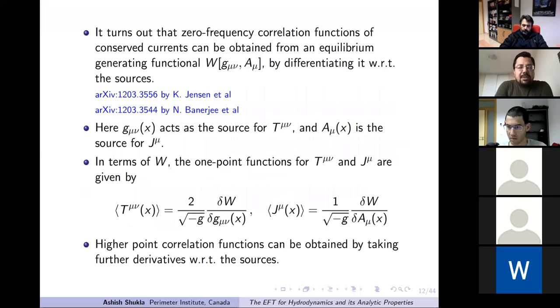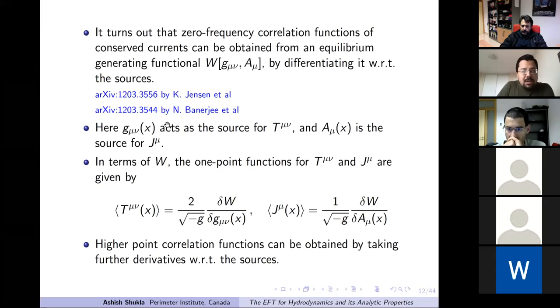Now, it turns out that the zero frequency correlation functions, which are the static or equilibrium correlation functions of conserved currents, can be obtained from an equilibrium generating functional W, which is a functional of the sources G_μν and A_μ. By differentiating it with respect to these sources, I can compute my correlation functions. This was shown in these two classic papers. Here the metric acts as the source for the stress energy tensor T^μν, and the vector field A_μ is the source for the current J^μ.